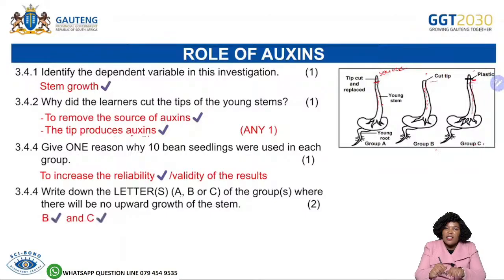To release the auxins evenly downwards, because these seedlings are receiving light from all around evenly. You are expecting the auxins to move where? To move downwards, and as they move downwards, they are going to cause what? Elongation, and the stem will grow upwards. So that is only going to happen where? In diagram A. However, in diagram B, there is no source, so there are no auxins that will be moving downwards. In diagram C, the source is blocked with a plastic, so there is no transfer from the tip to the stem. I hope you understand how we got to that.